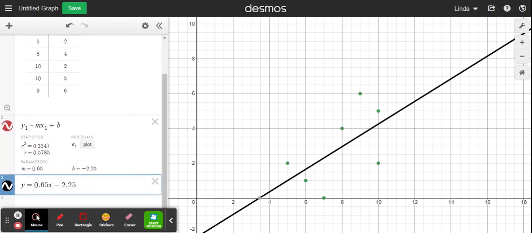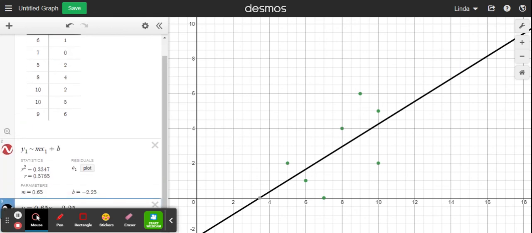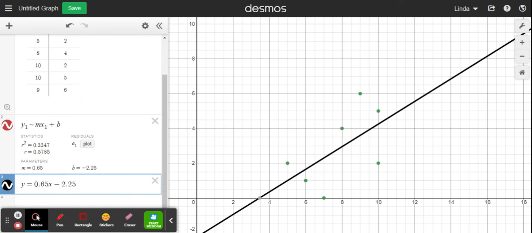And that's how you're going to find everything you need to know about finding the slope, the equation, the line of best fit. So this is our line of best fit, by the way. That's our line of best fit. And our correlation coefficient is positive 0.57.